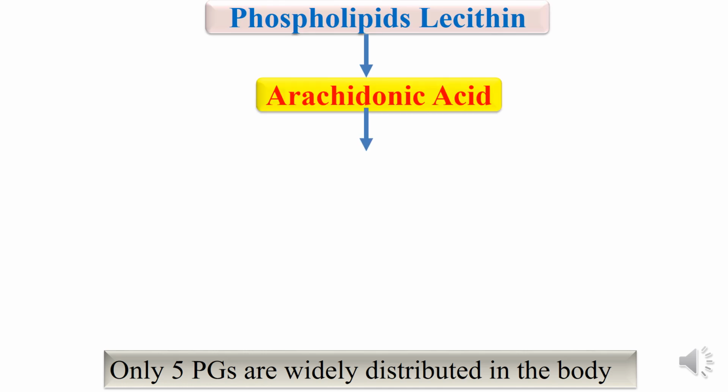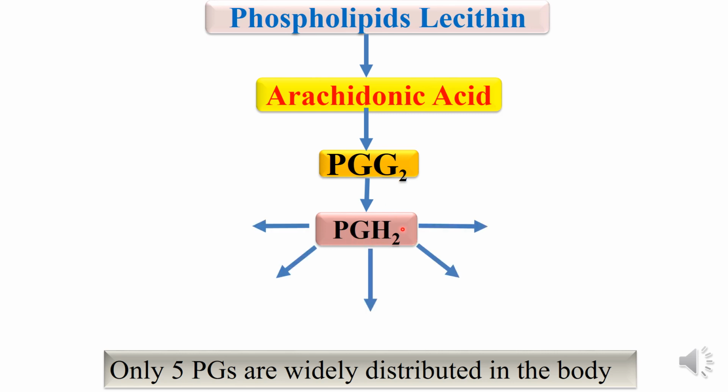Now we come to the phospholipid lecithin, which is converted to arachidonic acid with the help of phospholipase enzyme, and it gives rise to prostaglandin G2. So this is the first prostaglandin to be formed from arachidonic acid. Now this prostaglandin G2 is converted to PGH2, and this PGH2 will give rise to various other prostaglandins and thromboxanes.